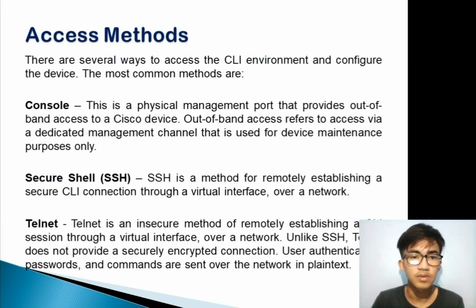Access methods. There are several ways to access the CLI environment and configure the device. The most common methods are the console, which is a physical management port that provides out-of-band access to the Cisco device. Out-of-band access refers to access via a dedicated management channel that is used for device maintenance purposes only. Secure Shell, SSH, is a method for remotely establishing a secure CLI connection through a virtual interface over a network. Telnet is an insecure method of remotely establishing a CLI session through a virtual interface over a network. Unlike SSH, Telnet does not provide a secure encrypted connection. User authentication, passwords, and commands are sent over the network in plain text.